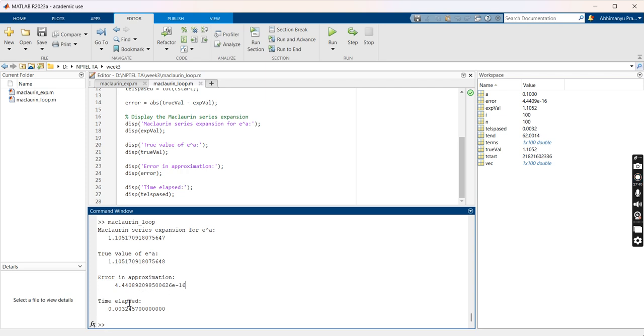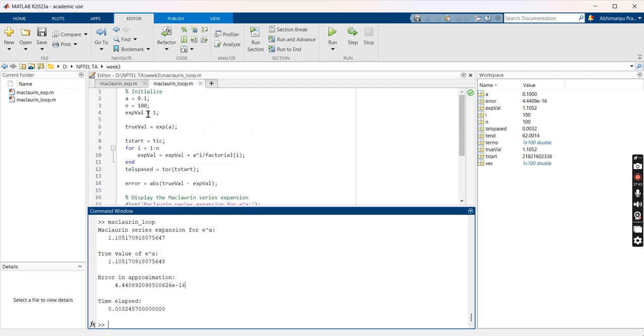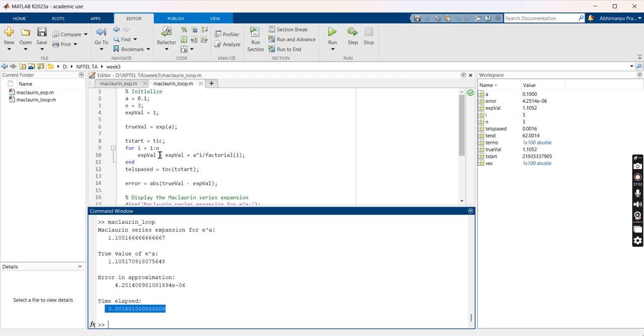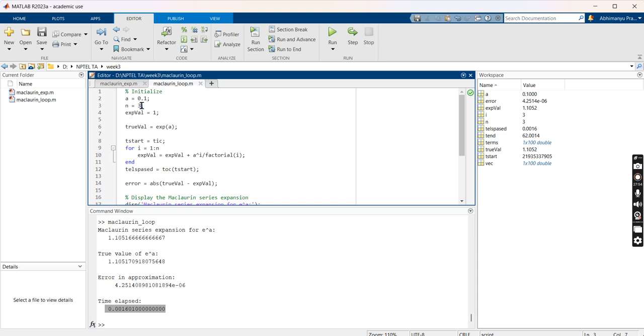So yeah, now you can see if I run it for 3 number of terms, then my time elapsed is 0.0016. If I run it for 100 number of terms, so my time elapsed increases. Is it increased or decreased? Yeah, it increases, 0.0033. But my approximation error in a numerical approximation, okay, I can also plot that, for 100 experiments.